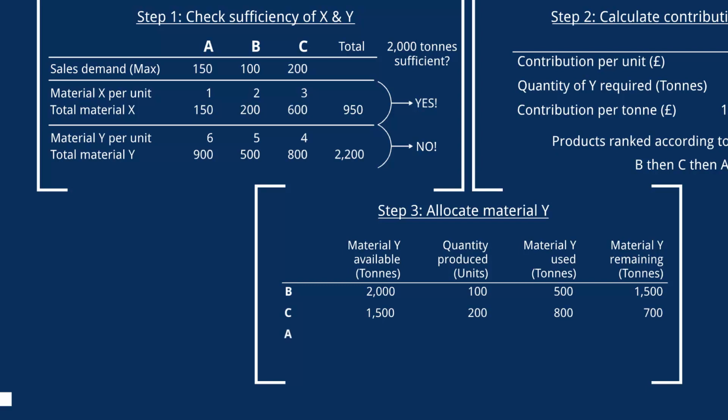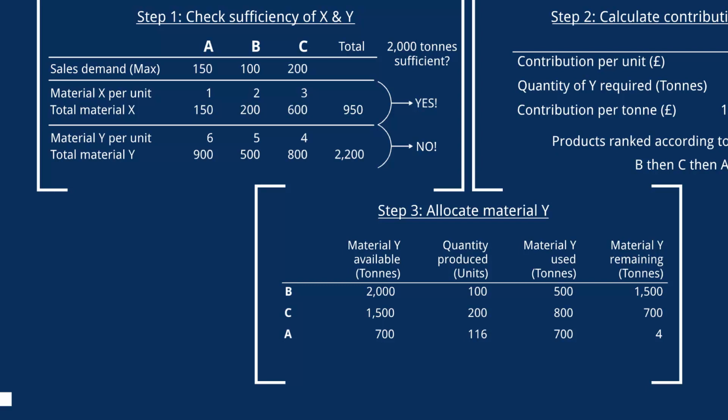Whatever is left over, we just produce as many product A's as we can. We can't just produce more product B's because, of course, the demand is only 100 units. So we have 700 tons available, and so we produce 116. We know that the maximum sales demand is actually 150, but that is the amount of product A's we can produce with the 700 tons left over, given that it uses 6 tons of material Y per unit. And that uses the full 700 and leaves us only 4 remaining.